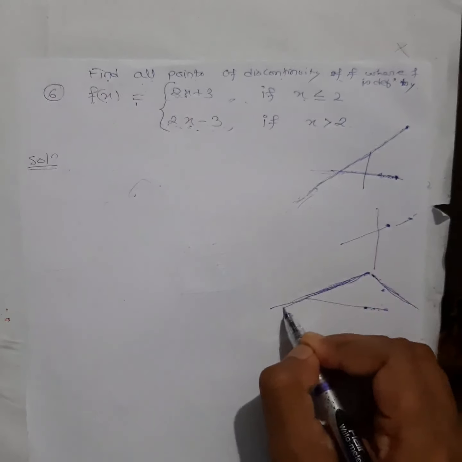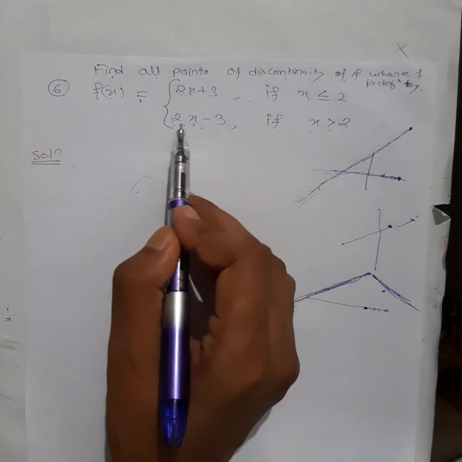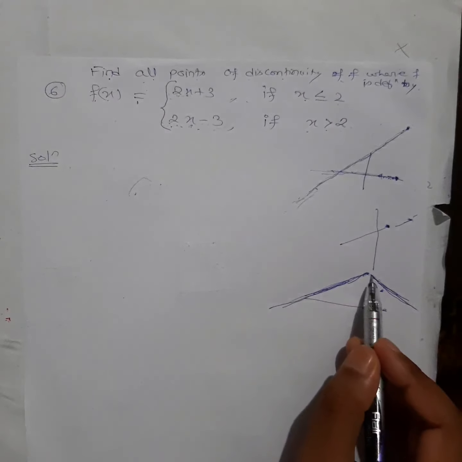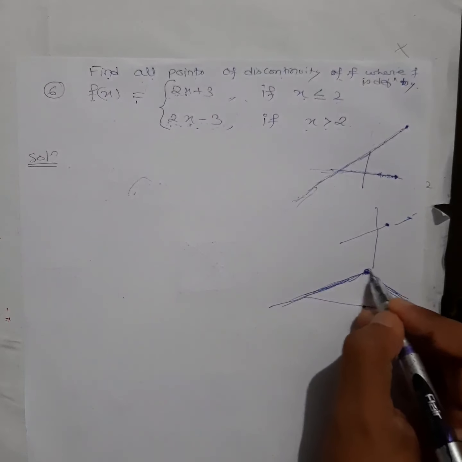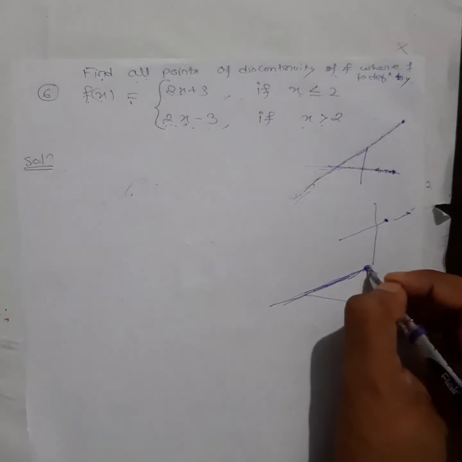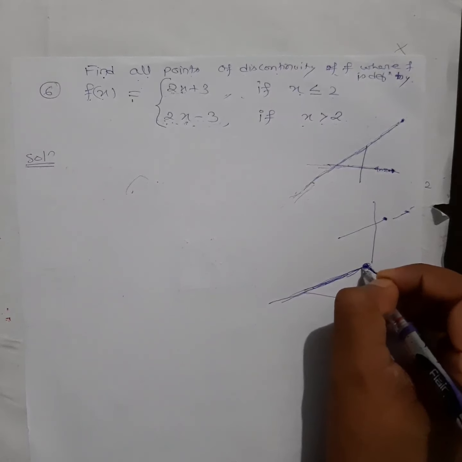So here I know the graph will not break, and for x greater than 2 also, if I take values greater than 2, there also the graph will not break. But whether it will touch this point or not, I don't know. So what I will do is check at 2 whether it is continuous or not. Whether this and this join or not, we will check.